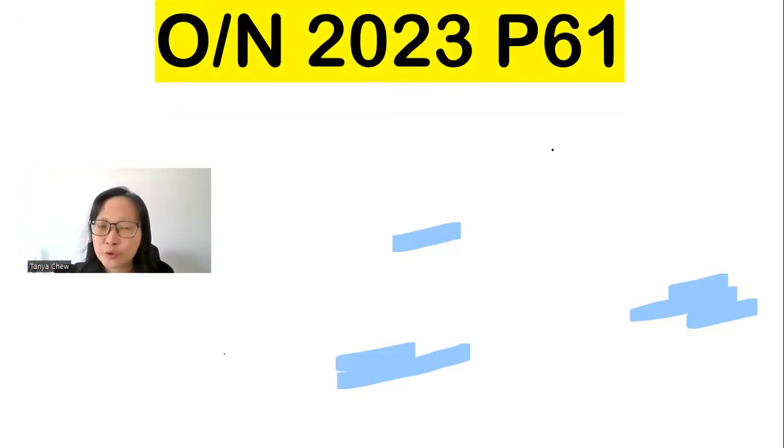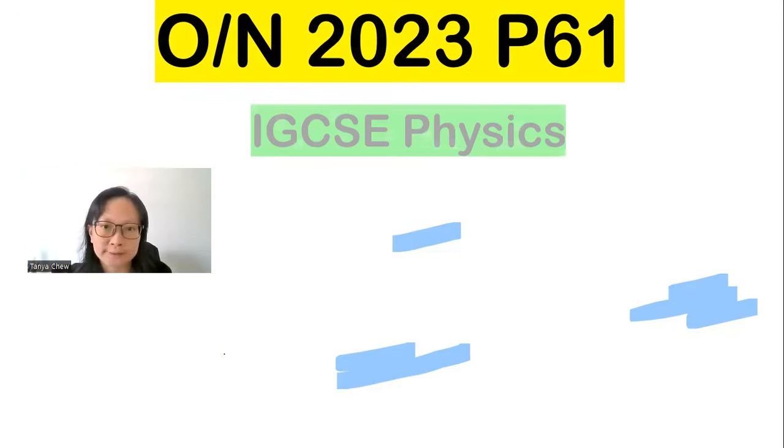This video, I'm going to focus on IGCSE Physics, paper 6. So the paper that I'm going to discuss is October-November 2023, paper 61.